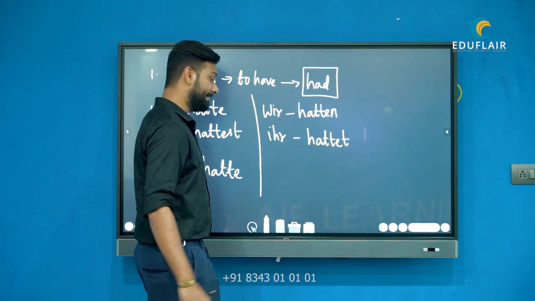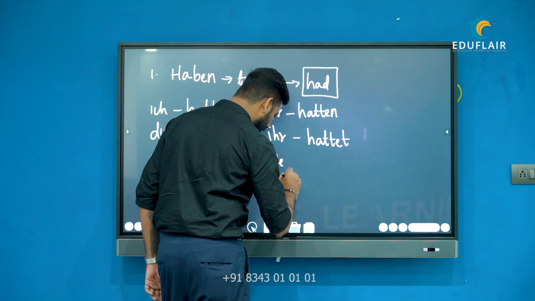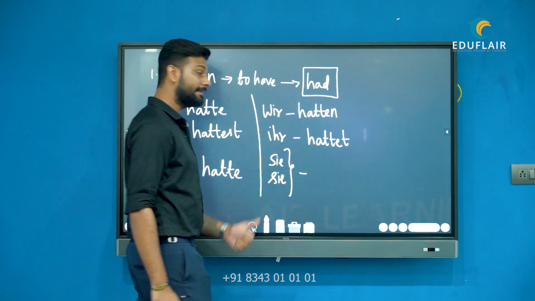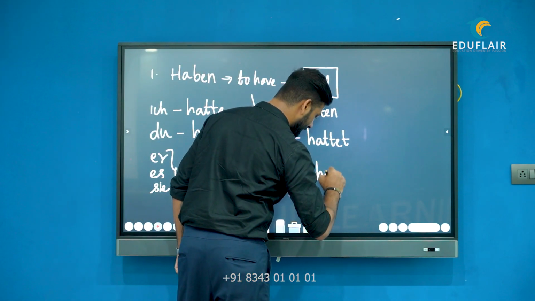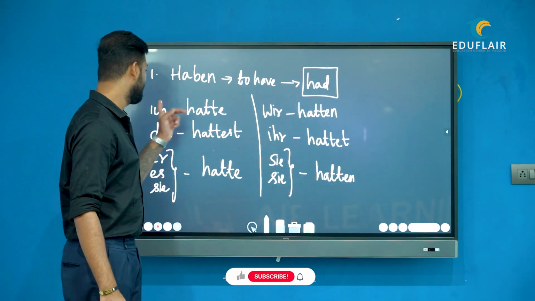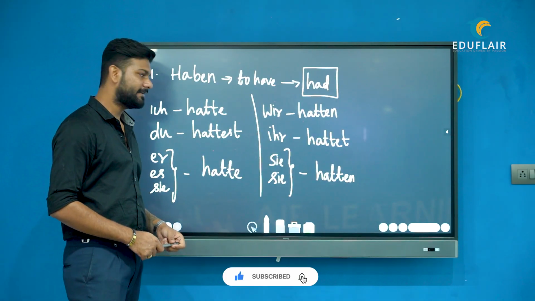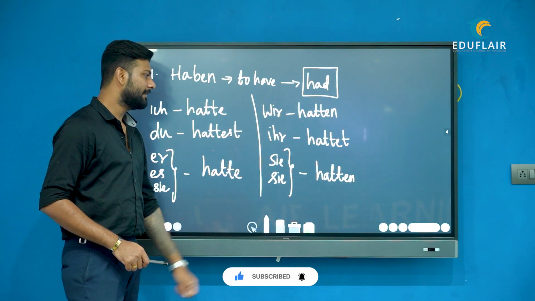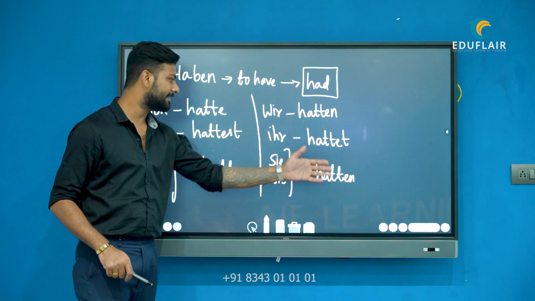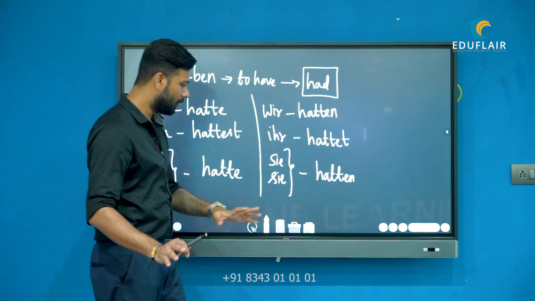ഇഹറിനെ hattet. And for the sie and Sie, ഇത് രണ്ടും plural ആണ്. The one is formal you and the other one is they. ഇത് രണ്ടിനും hatten again. So now you have this context. Ich hatte, du hattest, er, sie, es hatte, wir hatten, ihr hattet, and for formal you as well as they it is hatten. ഇതിന്റെ meaning എന്താ? Which is had. I had, you had, whatever it is.